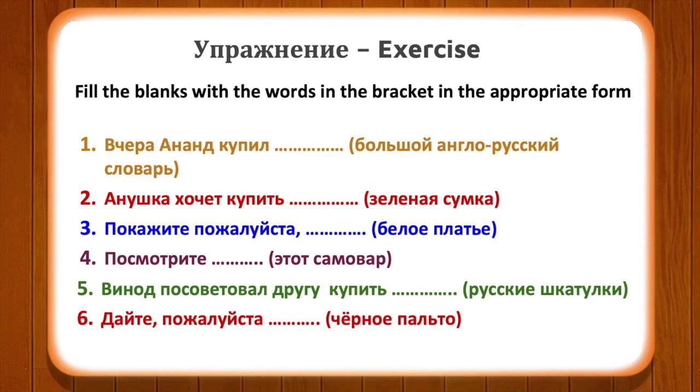Дайте, пожалуйста, черное пальто. Please give me the black coat. Here, черное пальто indicates that it is neuter gender and there is no change, as I said earlier. It is the same as in the nominative case. Дайте, пожалуйста, черное пальто. Now, this is not all with the accusative case. We use prepositions where there is an indirect object.